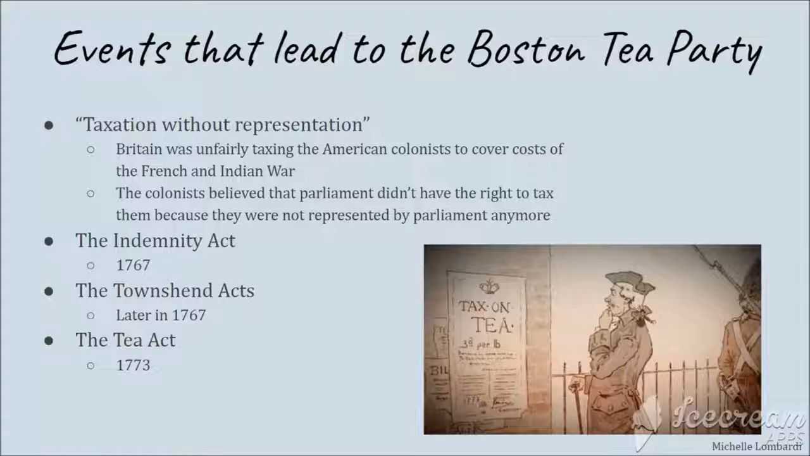There were several events that took place leading up to the Boston Tea Party, which pushed the colonists to the point where they felt they needed to do something big in order for their voices to be heard. Some of these events include taxation without representation, or the fact that British Parliament was taxing the colonists for costs of the French and Indian War, and the colonists were not being fairly represented by Parliament. The Indemnity Act in 1767, the Townshend Acts, which occurred later in 1767, and the Tea Act in 1773. In the next 3 slides, these events will be discussed in further detail.